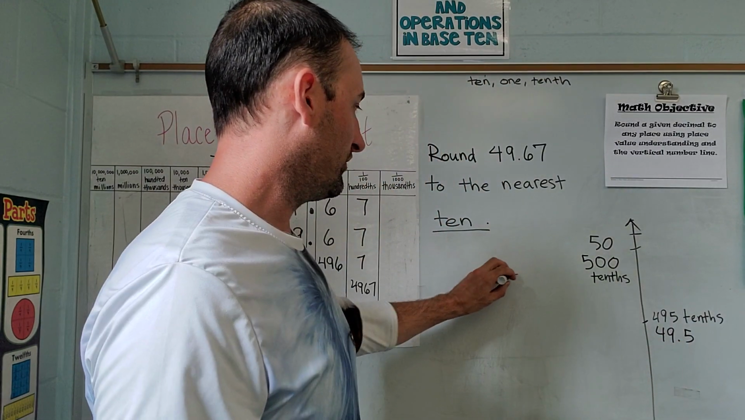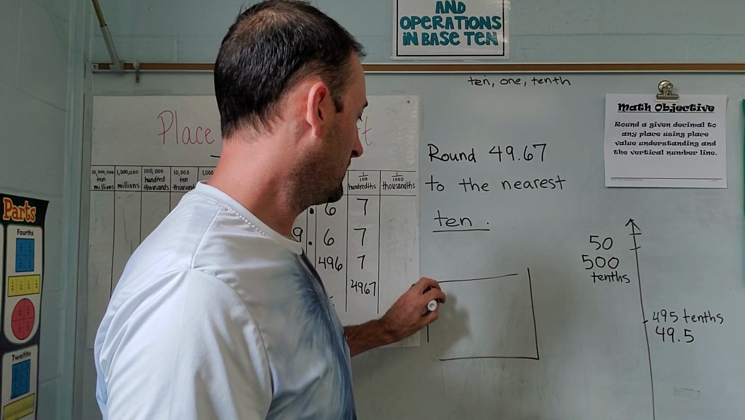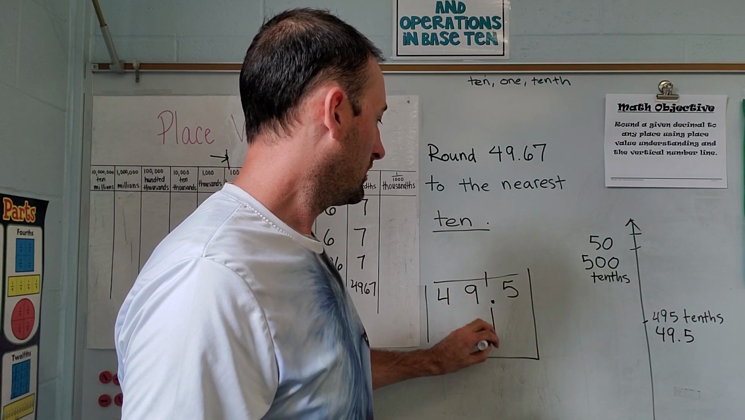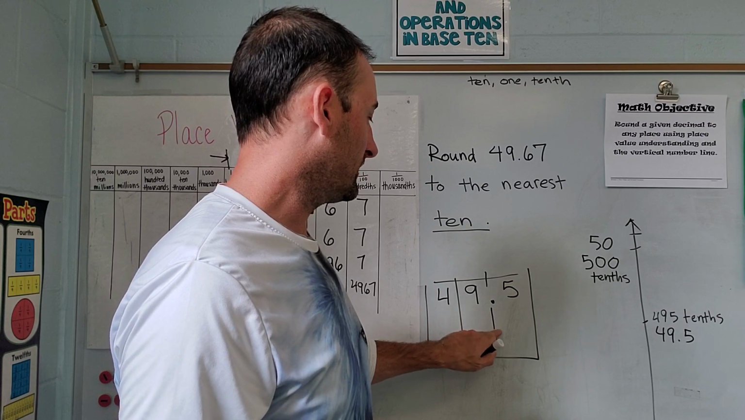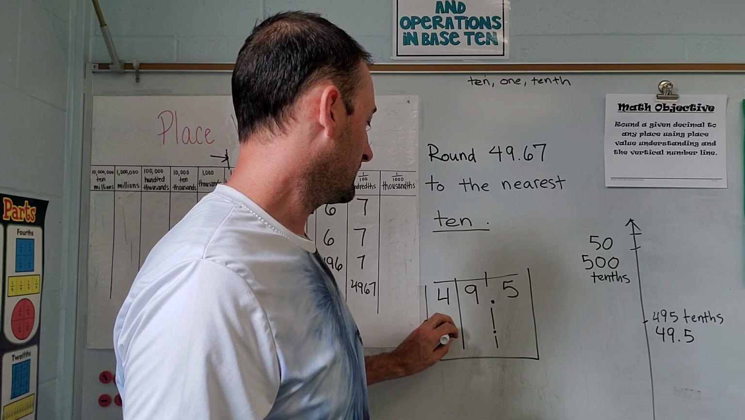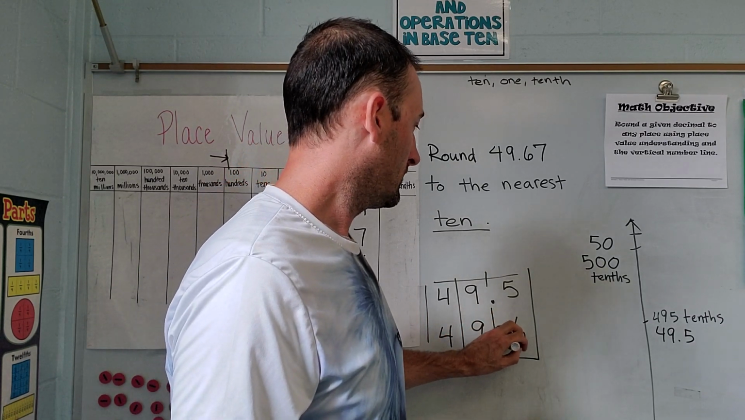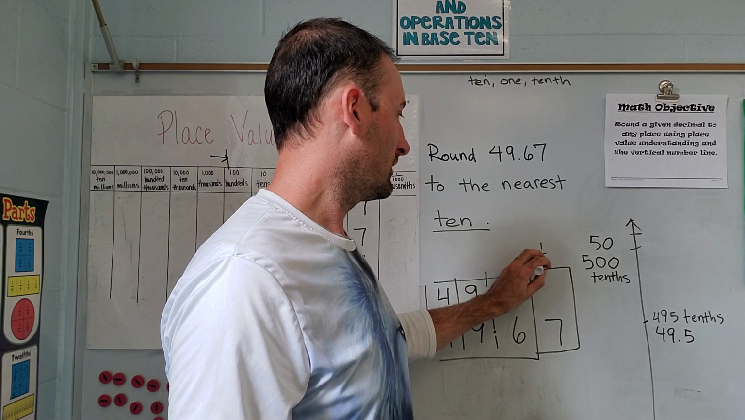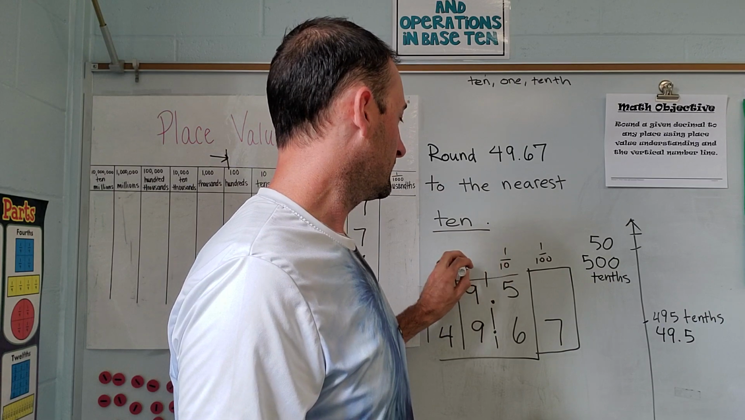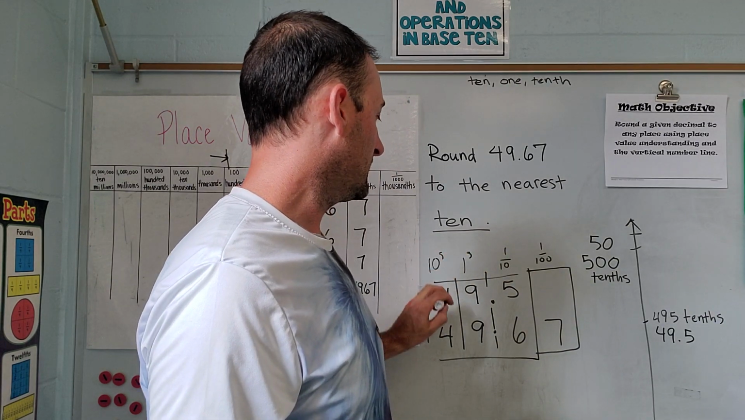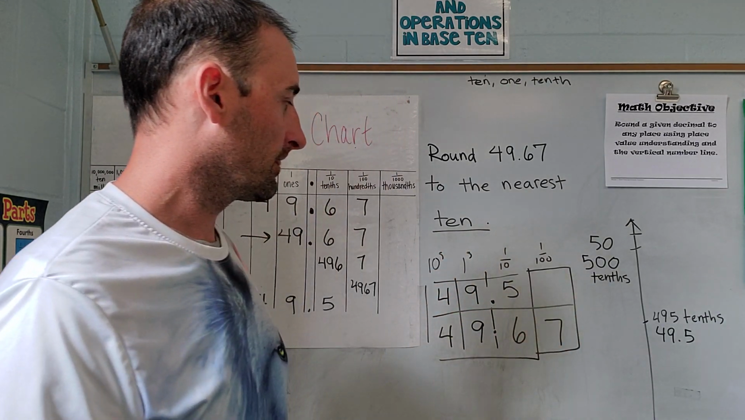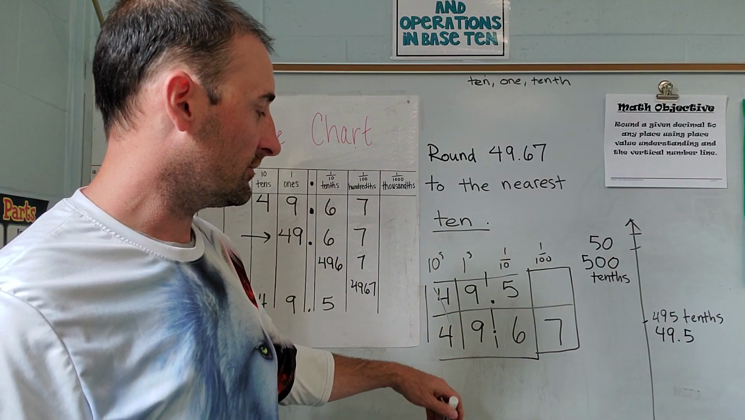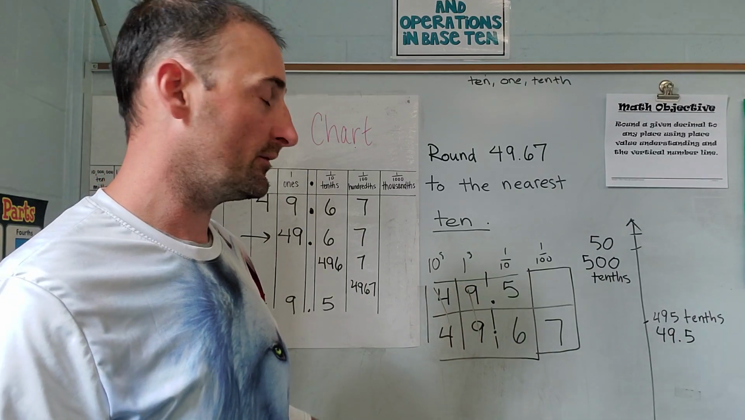Well, let's compare them. 49.5 and 49.67. We're going to need one more column here for the hundreds, the tenths, the ones, and the tens. Now, which number's bigger? As I compare from the left to the right, these 4s are the same. Don't worry about that. The 9s are the same. Still have the same value.